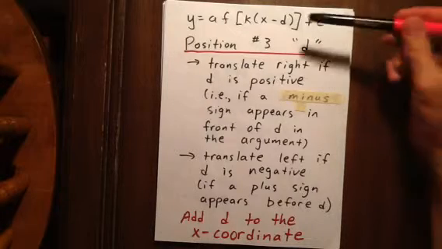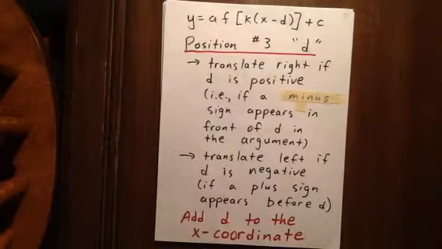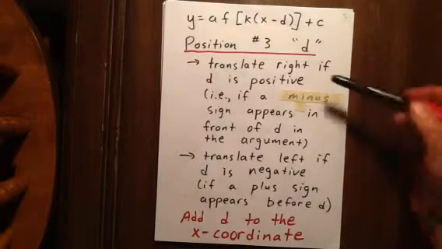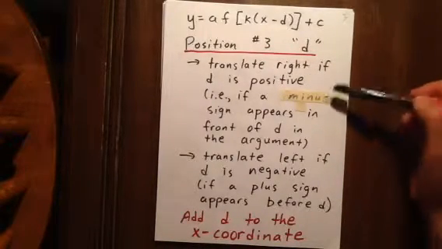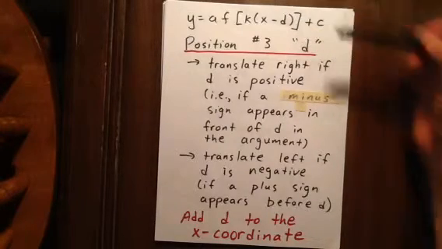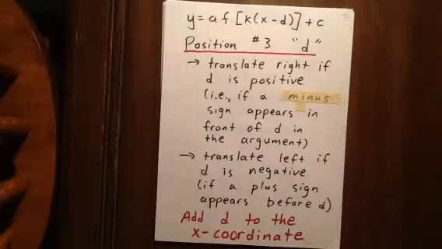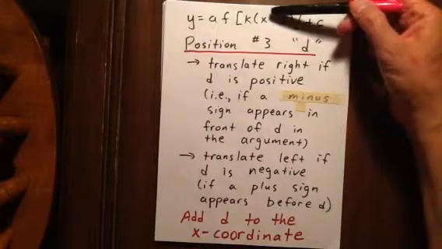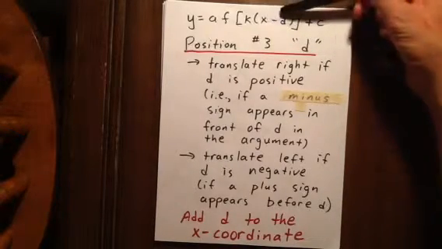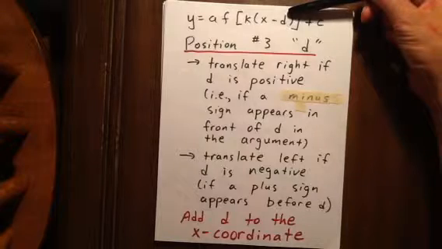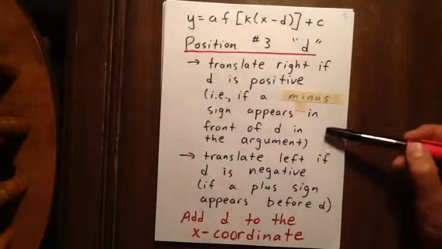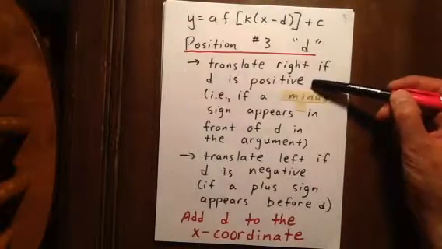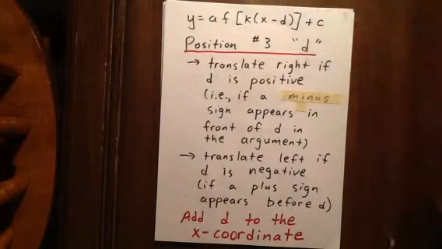Our next value to talk about is the value of d. Well, we're going to translate right if d is positive. So for instance, if I see a minus sign in the actual equation of what I'm trying to graph, for instance if I saw x minus 4 in this portion of my simplified expression, then what I would do is move 4 units to the right. So translate right if the d value is positive, which means if I see a negative sign there.